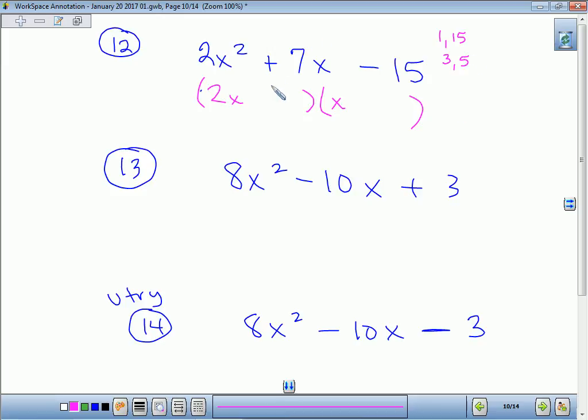But I need a 7. And for me, I automatically know the positive 5 goes there and the negative 3 goes there, because I know that 10 minus 3 is 7. Now, this is the beginning for you, so you might not see it that quickly. You may have to play around a little bit in your head to figure it out. But the 3 goes here, the 5 goes there. That makes 10 minus 3 is the 7.